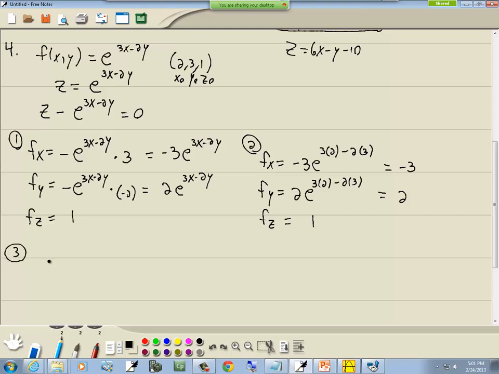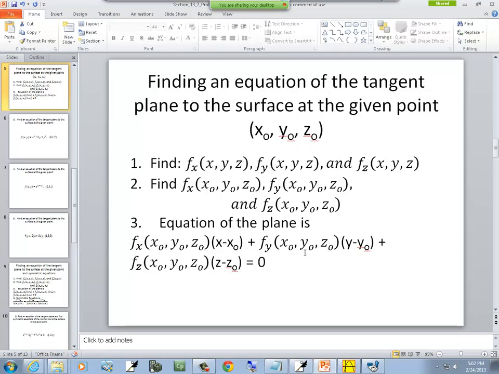Okay, so then we got our partials back to x times x minus x naught, plus our partials back to y times y minus y naught, plus our partials back to z times z minus our z naught, equal to 0. That's just our formula right here.